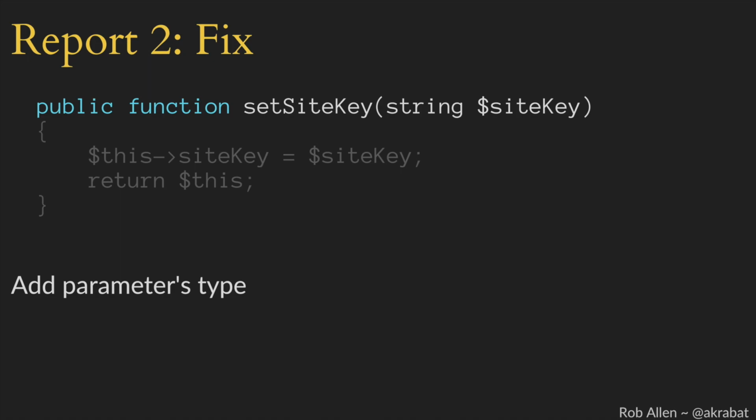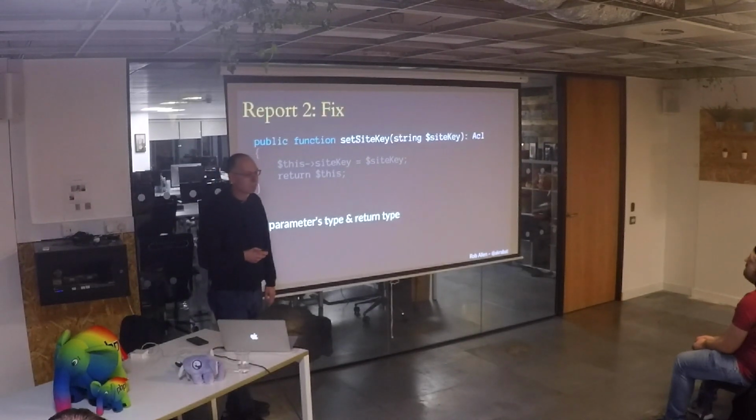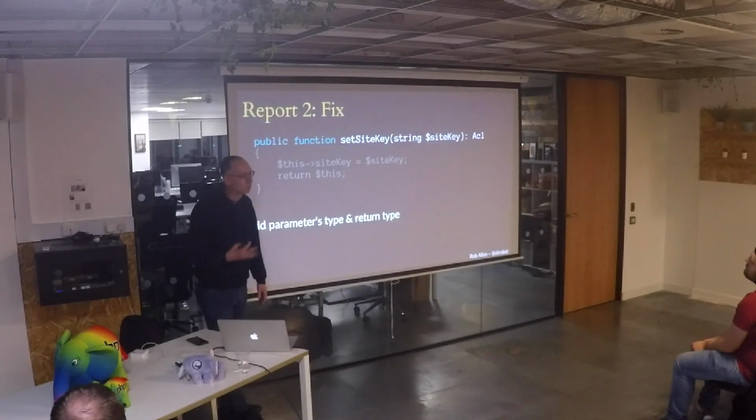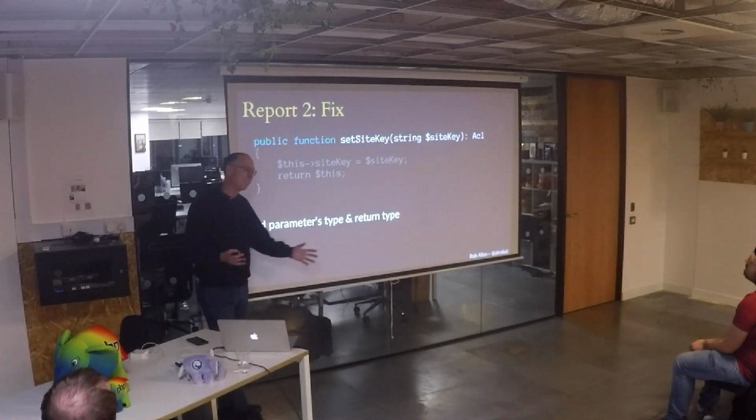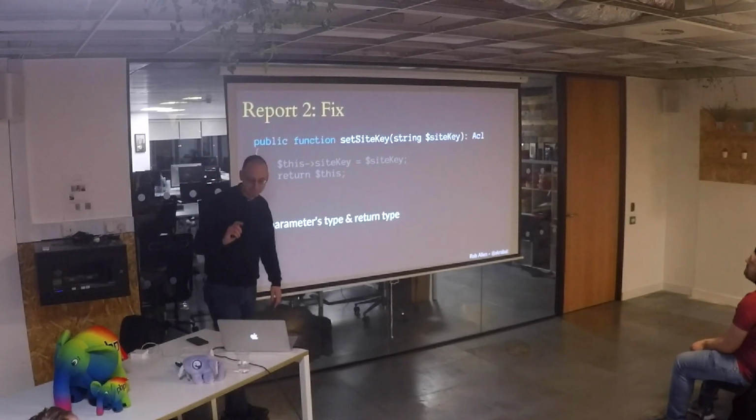Again, the fix is quite easy. We're just going to declare the site key a string, and we're going to return an ACL object because clearly we're returning $this. These sort of things are not particularly difficult to add to your source code, as you can imagine. So the word tedious comes to mind. Quite long-winded to do stuff like this.